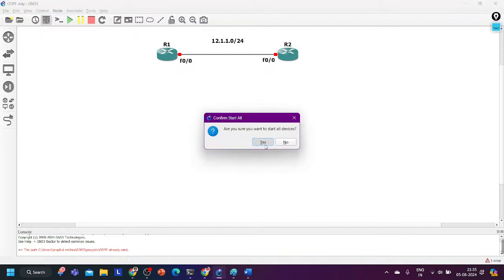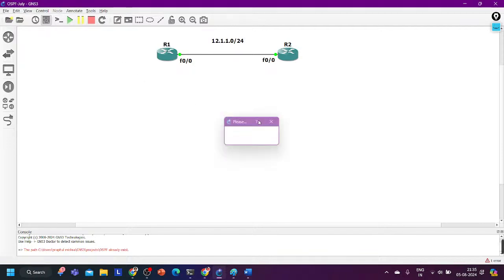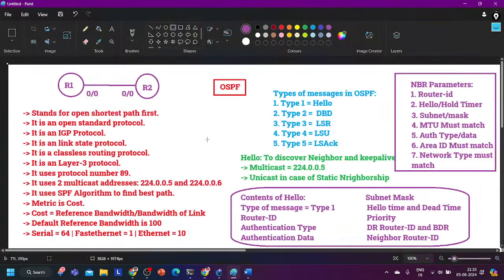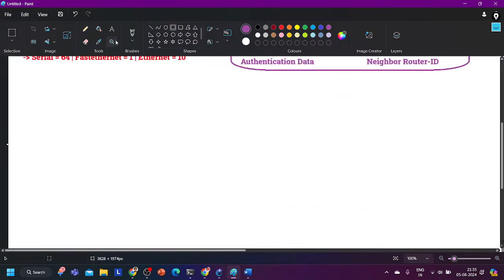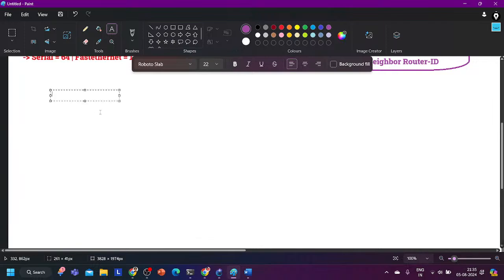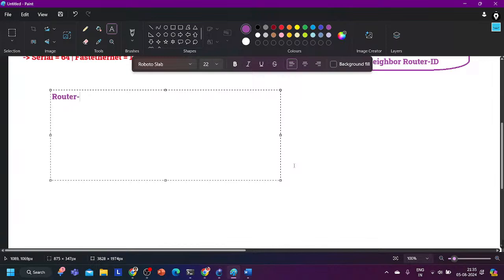Before configuring it, let me discuss one more thing, that is the router ID. So what is the router ID, guys? As I told you, the router ID must be unique on both routers. The concept of router ID is the same in EIGRP as well as in OSPF. This is why we didn't discuss router ID in OSPF. Now try to understand the router ID.